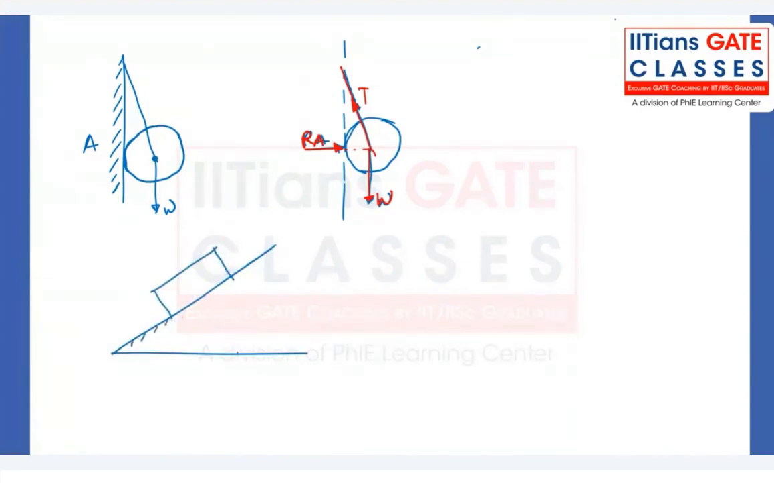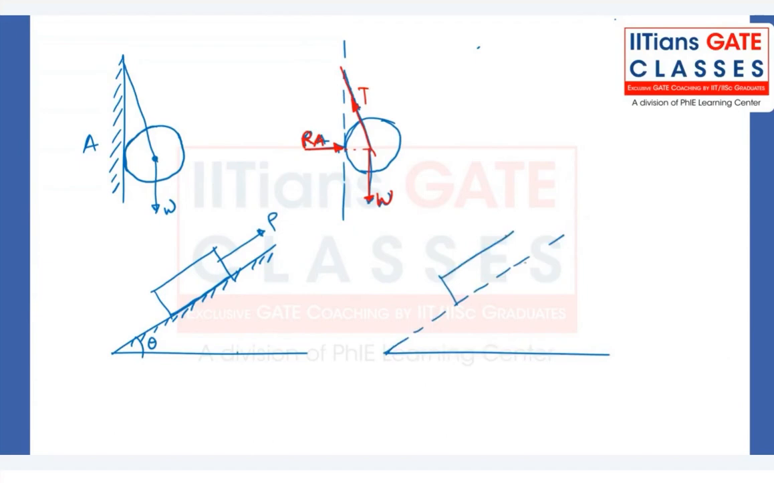Okay, this is an inclined surface. A block is kept on it, and P is the force which we are applying, at an angle theta. So how will the free body diagram look? This is the block. Weight of the block is W. If this angle is theta, this also has to be theta. And we are applying force P. Any doubt in this?